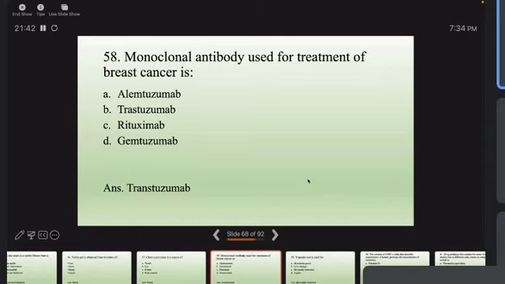Those other two drugs come under which category? No, they are all monoclonal antibodies. Trastuzumab is used especially for breast cancer. So for you to remember, when there is something called ZUMAB as the suffix, then it is usually a monoclonal antibody. Okay, clear? For you people to remember it. Okay, fine. Let's move forward.